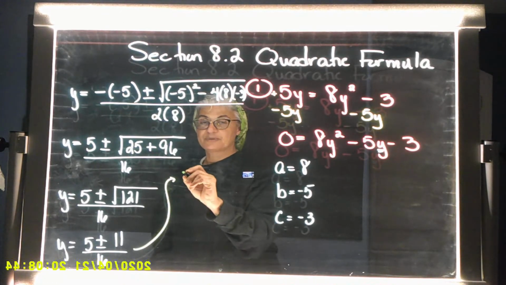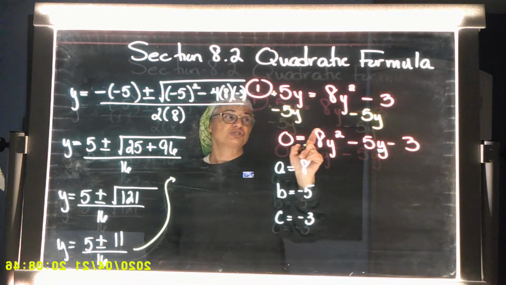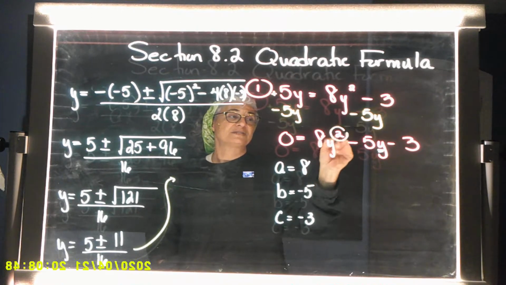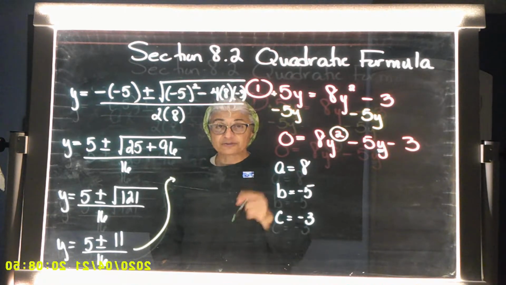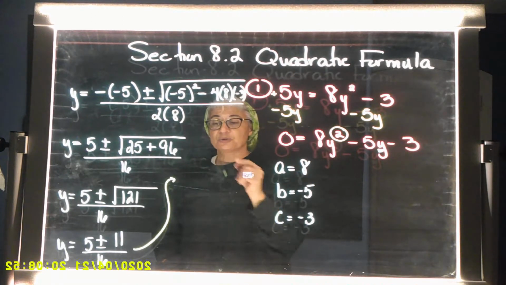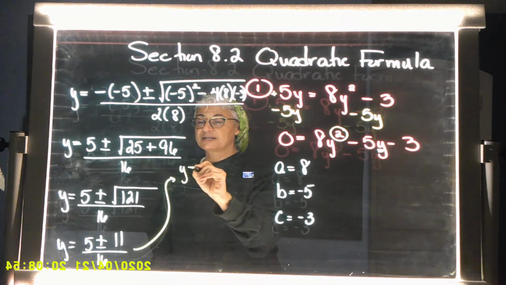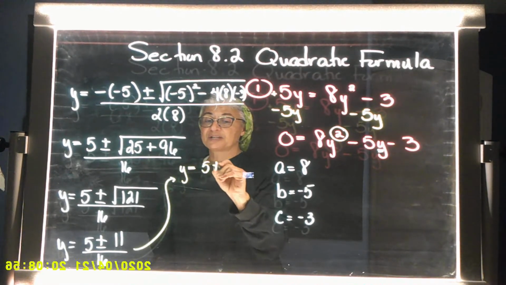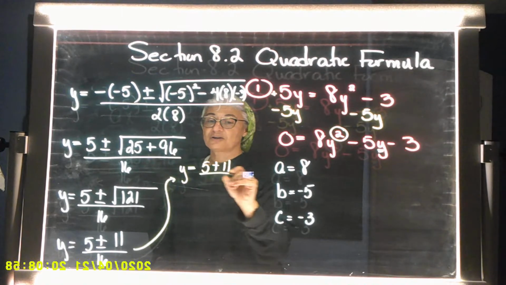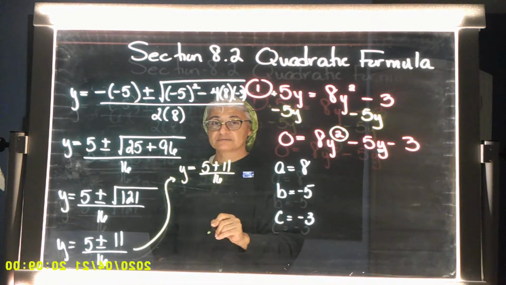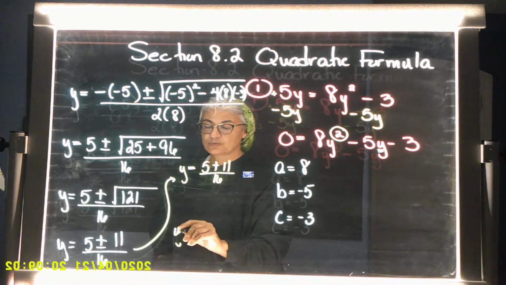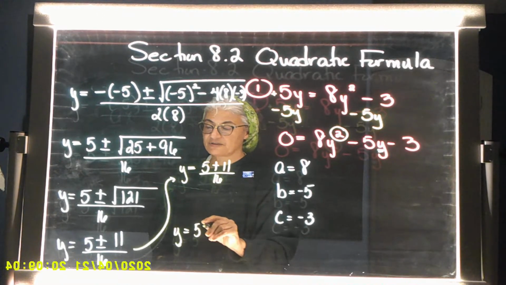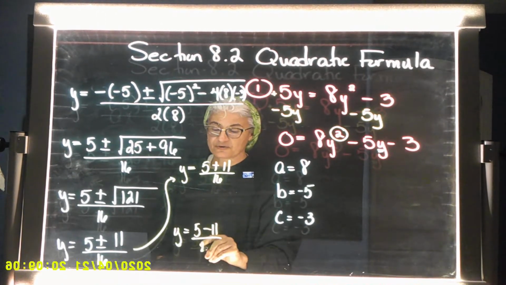it looks like I'm going to have 2 answers. And I should have 2 answers because I have a second power there, don't I? That tells me I should get 2 answers. So one answer is going to look like y equals 5 plus 11 all over 16. And the second answer looks like it's y equals 5 minus 11 over 16.